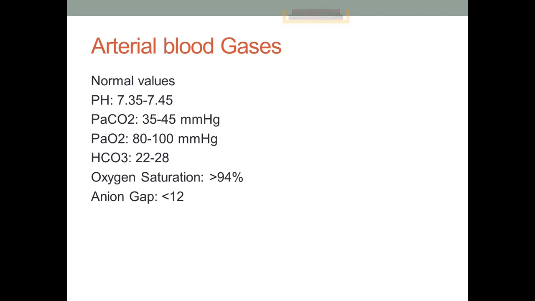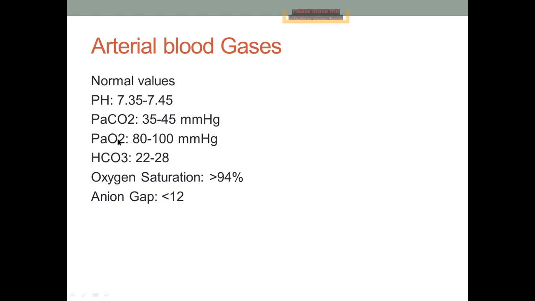So the normal values are: pH is 7.35 to 7.45. The carbon dioxide partial pressure is between 35 to 45. You will remember this because in pH you can see 7.35 to 7.45, and also CO2 is between 35 to 45. The last two values of pH and CO2 are the same.